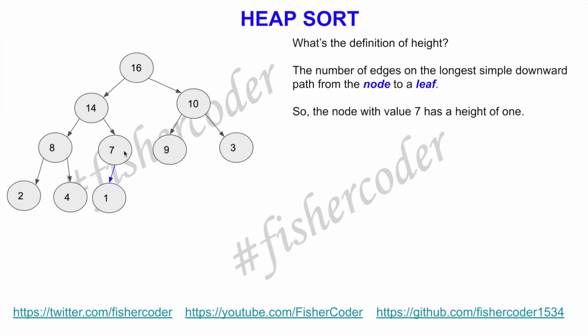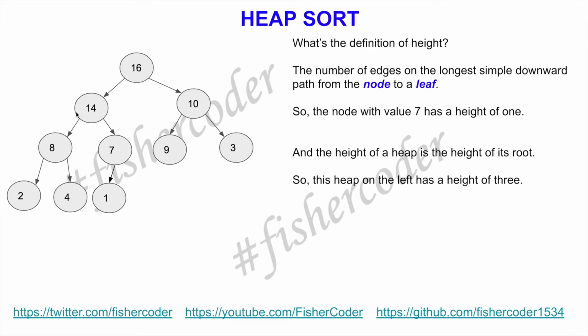That's why this node with value 7 has a height of 1. So now we define the height of a heap. That is, the height of its root is going to be the height of the heap. So looking at this heap, the height of this heap is 3, because from the root all the way to the leaf, there are 3 edges, 1, 2, 3. So the height of this heap is 3.